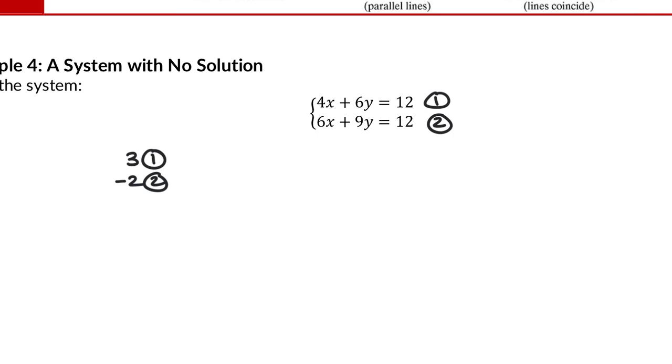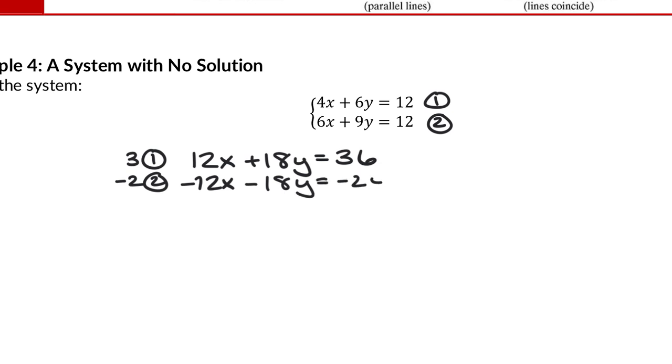Okay, before lunch, we got here where we were going to multiply 3 times the first equation and negative 2 times the second equation so that things would cancel. Let's go ahead and do that now that we're all full. This is 12x plus 18y equal to 36. And then we have negative 12x minus 18y equal to negative 24.